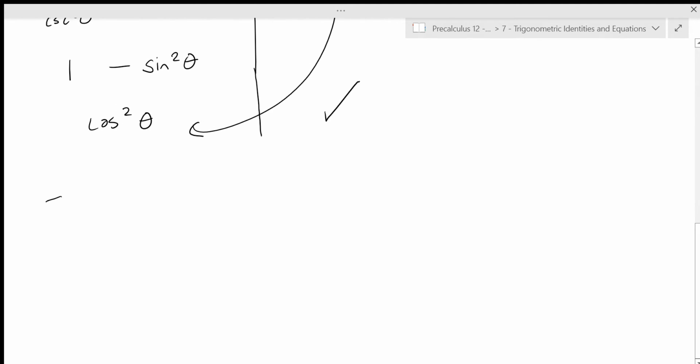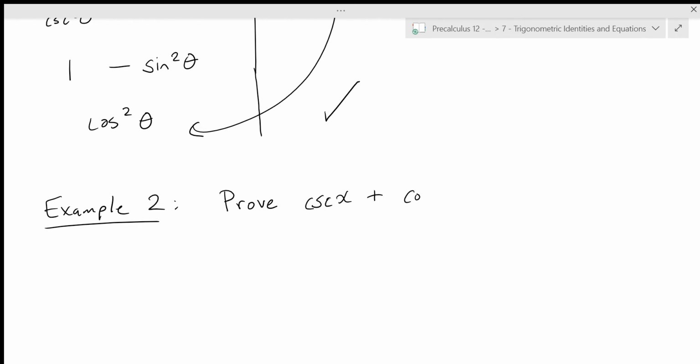Let's take a look at another one. I can show you example after example, and it still won't necessarily tell you how to do the third problem. So a lot of this is just going to be you trying it on your own. We're going to prove that cosecant x plus cotangent x equals sine x over 1 minus cosine x.